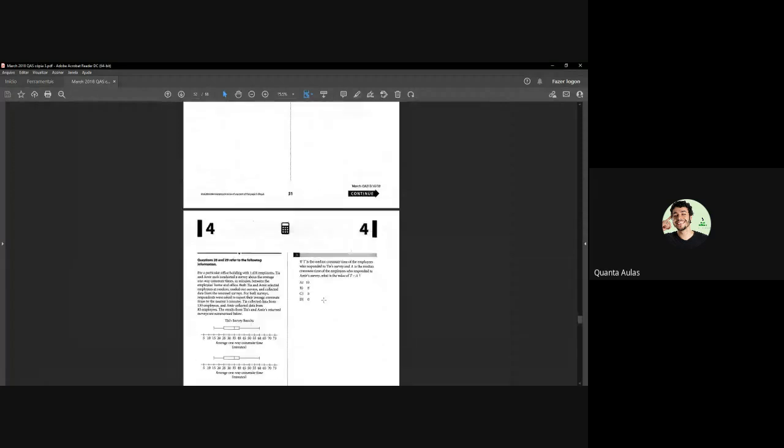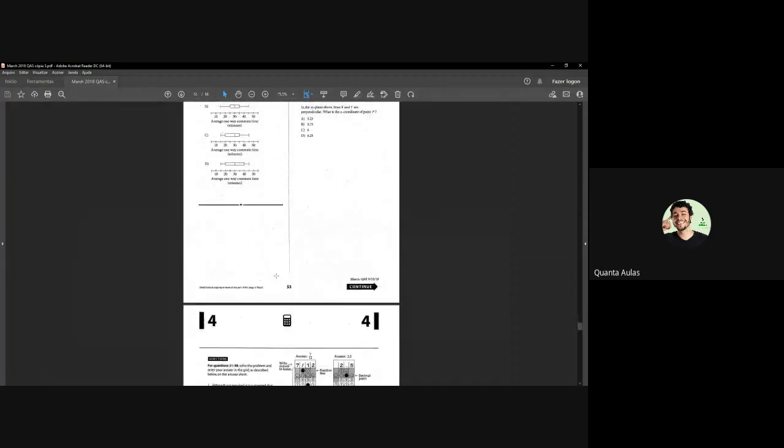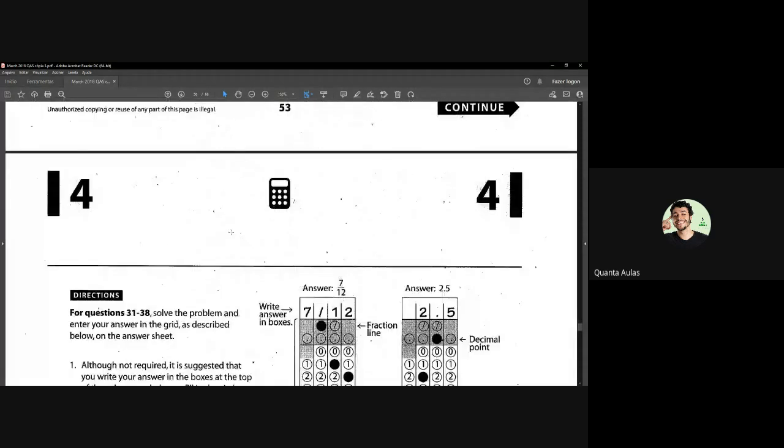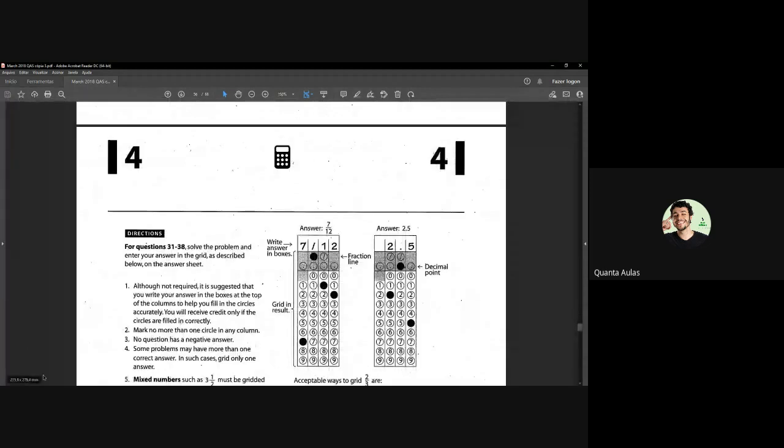Mas tu foi bem, cara. É que não adianta mais fazer as outras questões, né? Questão pra caramba ainda. Mas foi bem. Fez 2 provas inteiras em 1 hora.